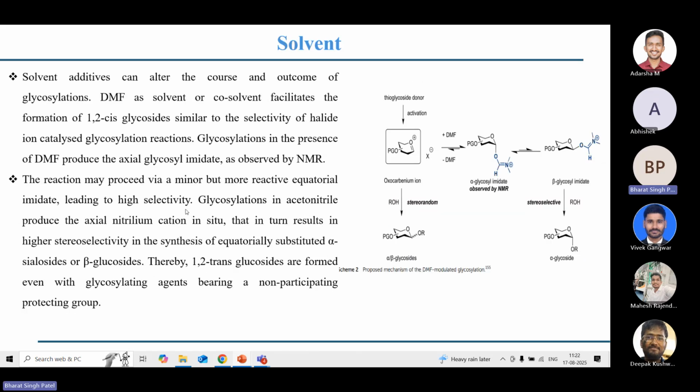In case of DMF, that will form the intermediate in the alpha fashion. So since now this alpha phase is blocked, the incoming acceptor or the nucleophile will come from only the beta face. So here this alpha intermediate is stable. So only the beta intermediate will react to give the alpha glycoside. So this way, this 1,2,6 glycoside can be formed with the DMF.